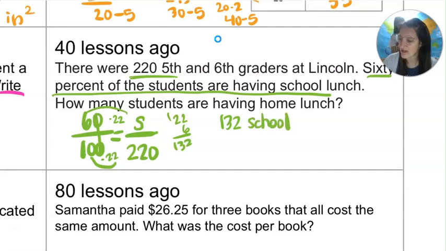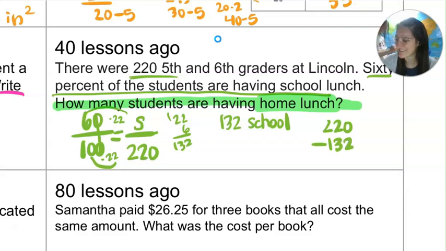Do not circle that. We actually got to read the question. Because the question says how many students are having home lunch. Now you have to subtract that. Yeah, we need to subtract 220 minus 132.